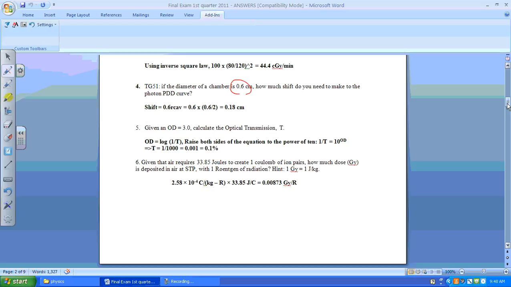Okay, next question. If optical density of 0.3 is given, calculate the transmission. Well, the optical density is defined as the log of 1 over the transmission.